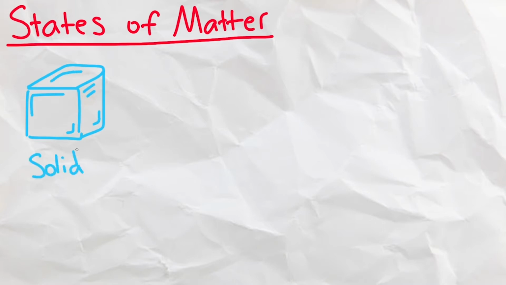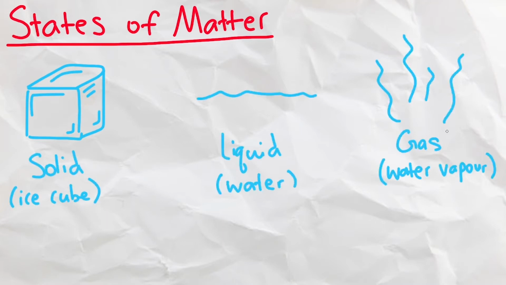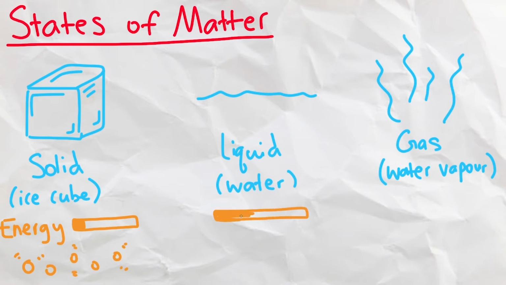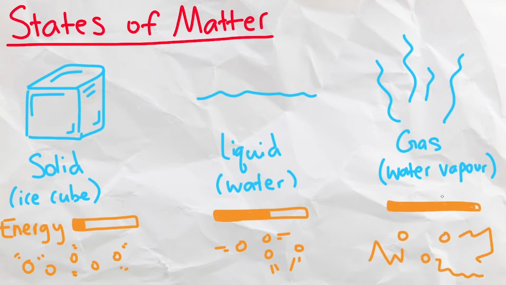Let's start with the basics. The three states of matter. We have solid, liquid, and gas. The molecules in a solid will only have a little energy, as those molecules will just be vibrating in place. That's it. The molecules in a liquid will have some energy, as the molecules are sliding around freely. The molecules in a gas will have lots of energy, as they bounce around and move wherever they like.